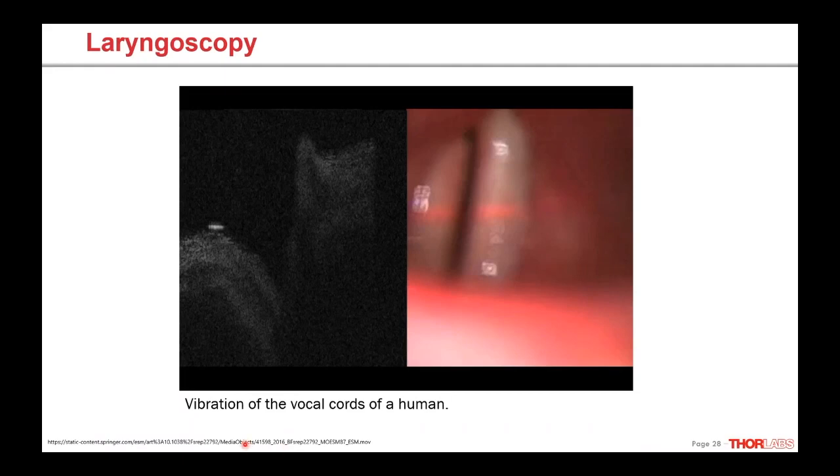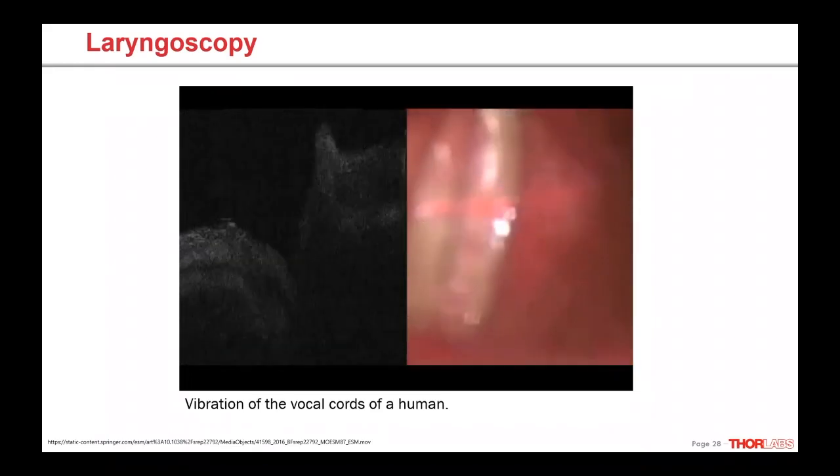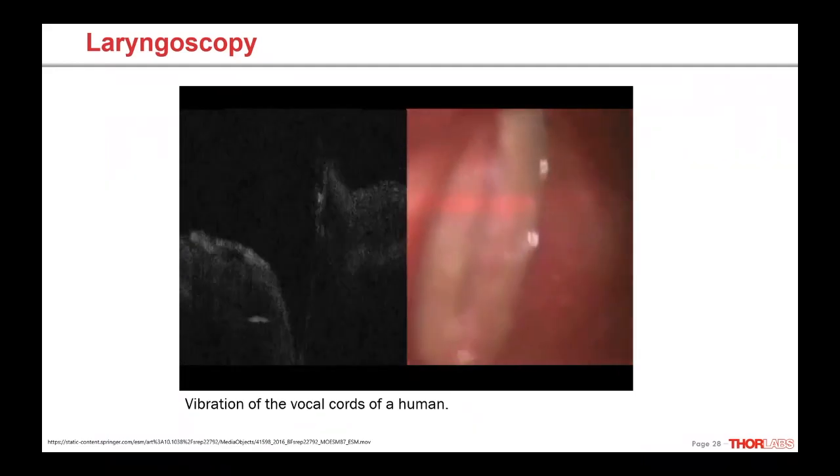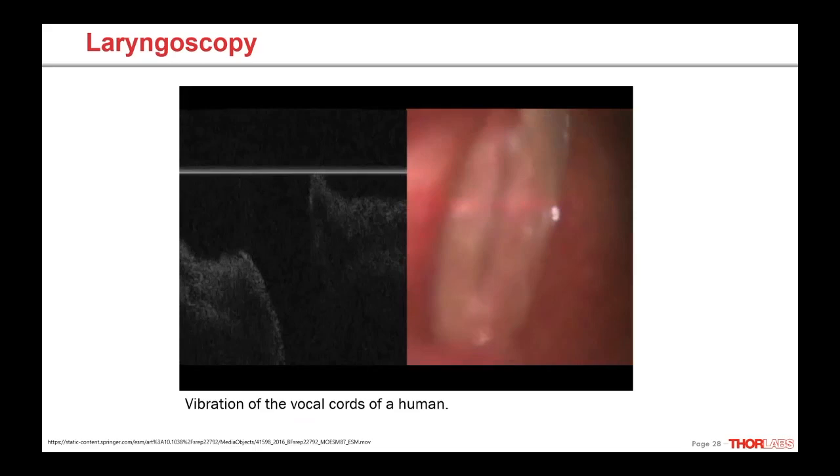And here we have the vocal cord of a human. These data were acquired by the group of Brian Wong at UCI. On the left side, you see the OCT data, and on the right side, you see a video image of the sample. And you see a red aiming laser over here. This just indicates where the OCT data were acquired. Now let me play this video. And you see that the frequency changes, but the intensity does not change. So this is a good example of using swept source OCT to acquire strong vibrations and not lose any OCT intensity.